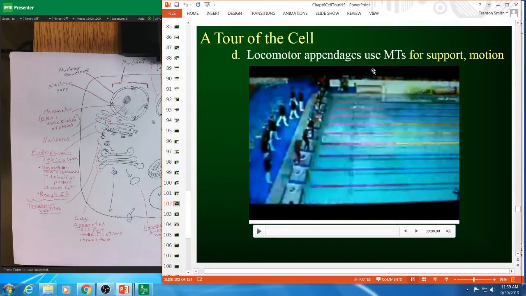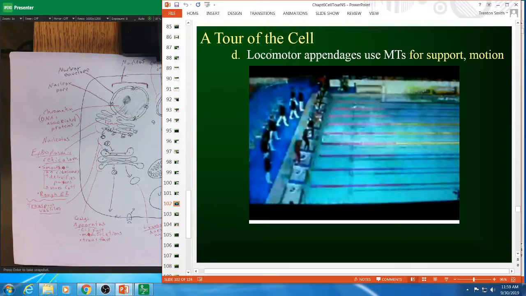Another thing about microtubules is that we use them to move around fast. There are these things called locomotor appendages. Now, what's an appendage? Something that comes out of something. You've got a main body, and my arm is an appendage to my body, right? It's not part of the main core, but it sticks out. So an appendage like this is a part of a cell that sticks out.